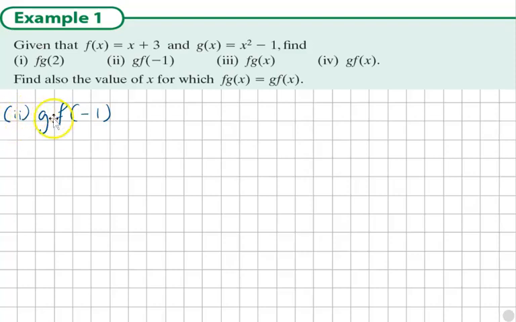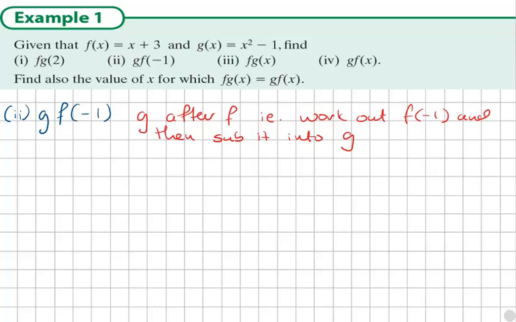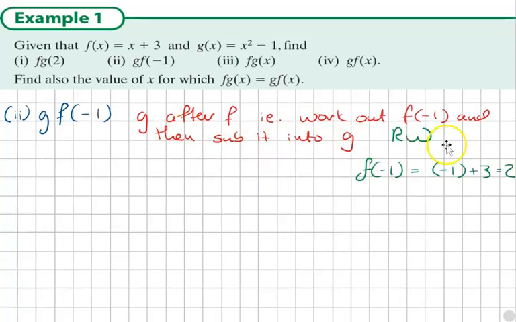Part 2, g after f of minus 1. G after f, i.e. work out f of minus 1 and then sub it into g. So our rough work, we're going to work out f of minus 1. So we go up again to our question. Our function f of x is x plus 3. We replace the x with a set of brackets and put minus 1 into the brackets. And minus 1 plus 3 is 2. So f of minus 1 is 2. And we're now going to substitute that into the function g of x.